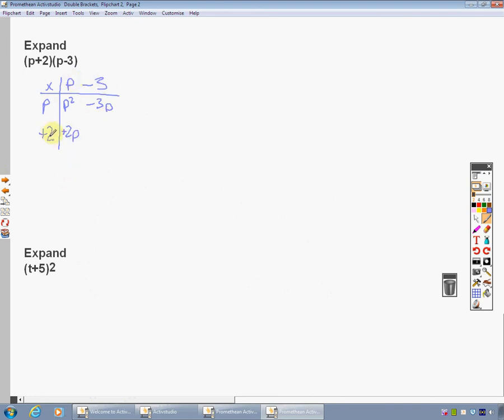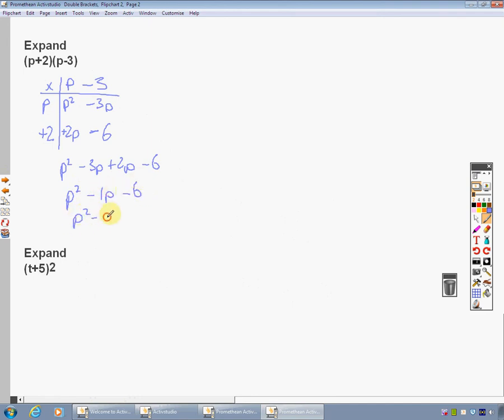A minus times a plus. Bad thing to a good person is bad, so it's a minus. I'm left with p squared minus 3p plus 2p minus 6. And now I've got to think, my drinks are at minus 3. I add in two hot things, it's going to take up to minus 1, so it's p squared minus 1p minus 6. Then we might write that as p squared minus p minus 6.